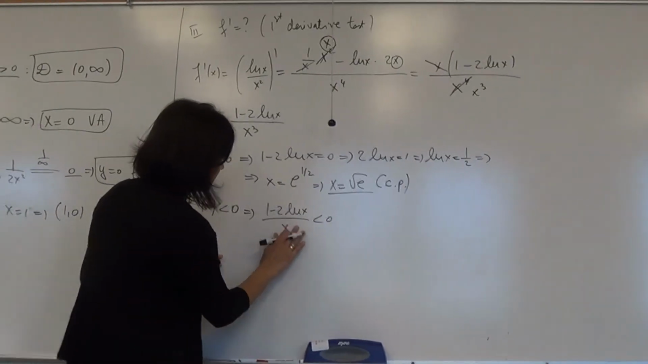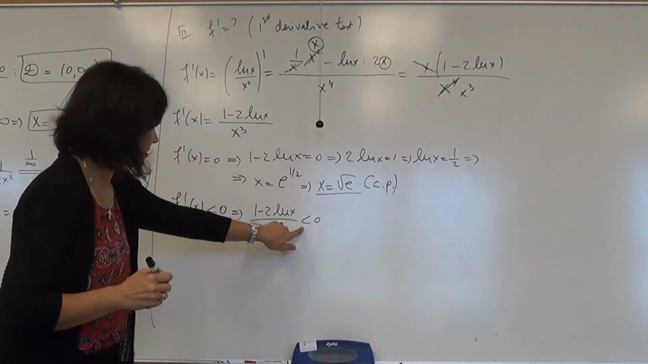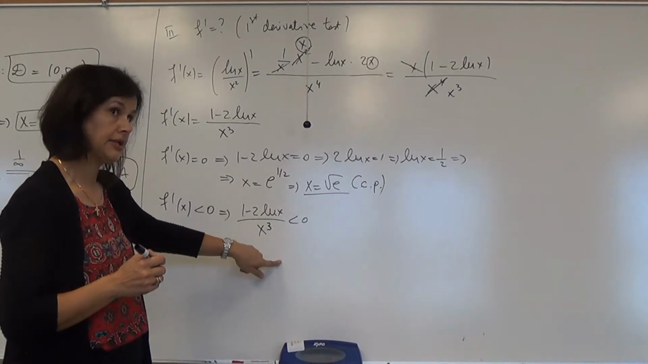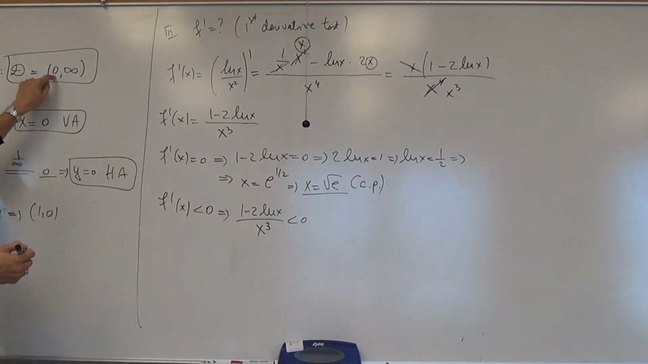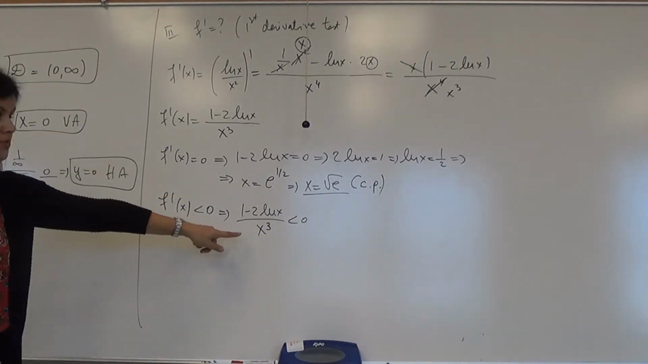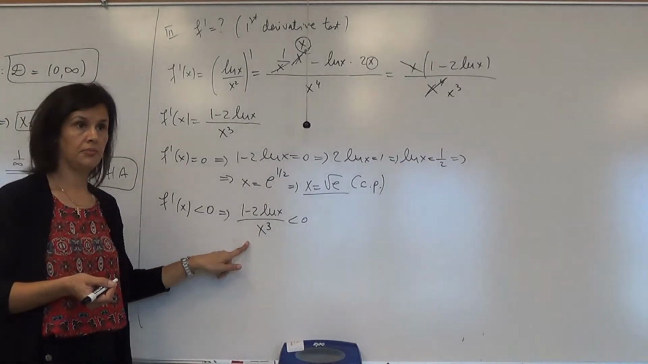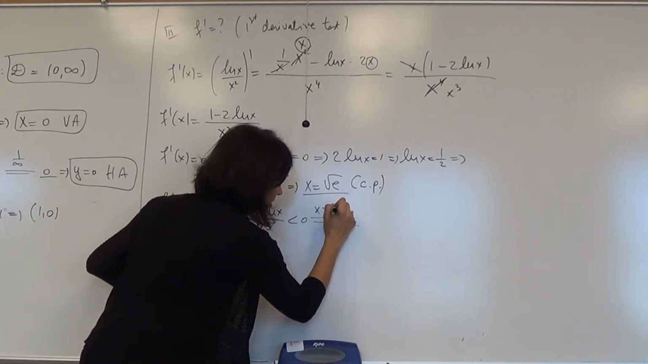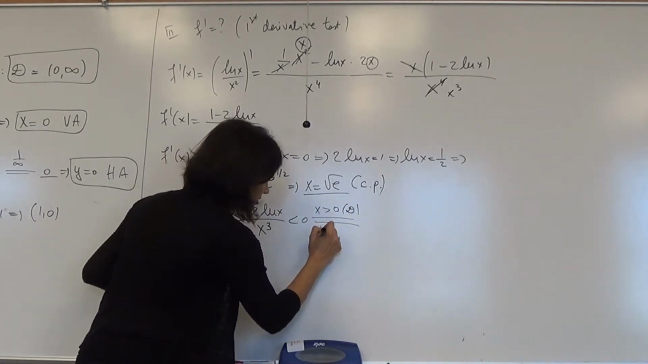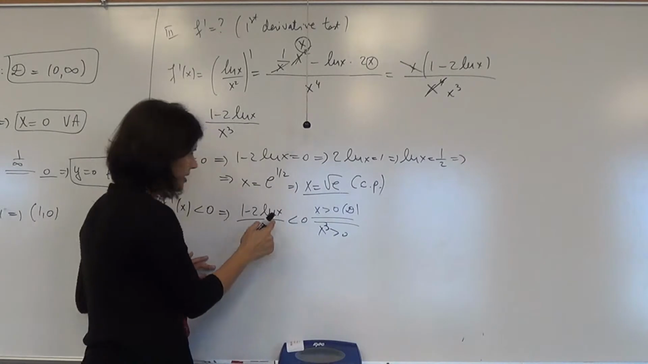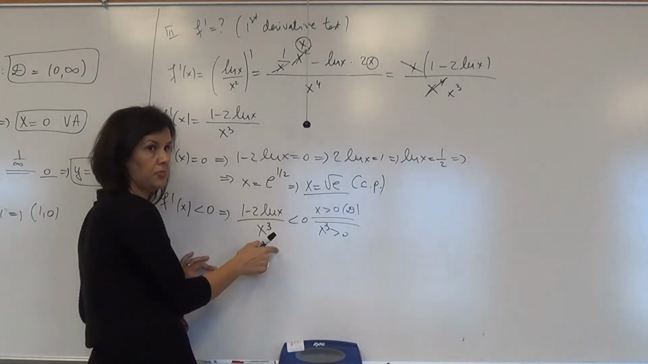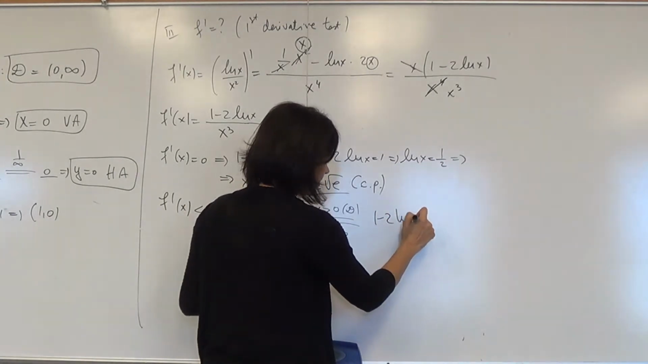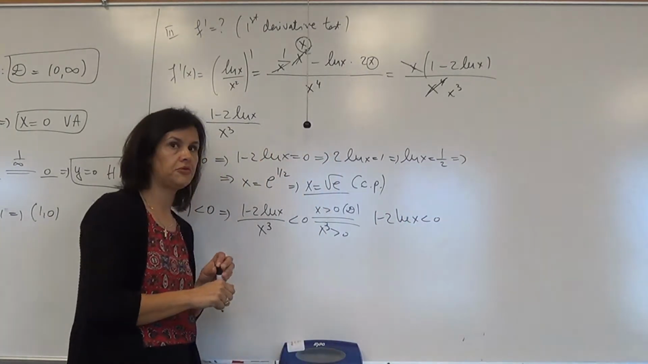Here we have x cubed. So this is less than 0 when I have negative over positive or positive over negative. But then look at my domain. I have only positive numbers. So x is greater than 0 because of the domain, so x cubed is greater than 0. So I have a single case: negative over positive. And so the numerator should be less than 0 in order to give me a negative fraction.